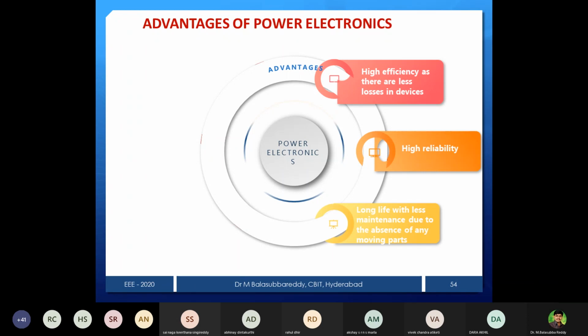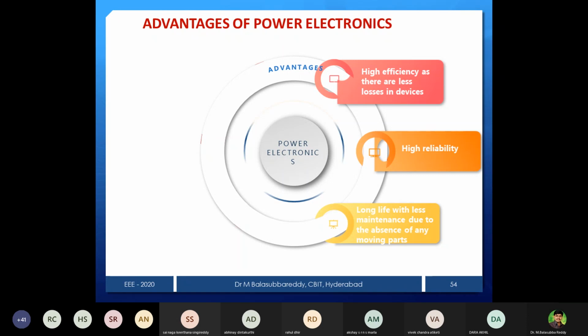Another one is long life with less maintenance. So there are no moving parts, only devices, and the rating may be very high. Here we are only using switches: MOSFET, IGBT, BJT, SCRs, and some commutation circuit L and C. That's all. No other devices are required. And the firing circuit, there also we use programming. Nowadays we use direct programming to generate the firing pulses.